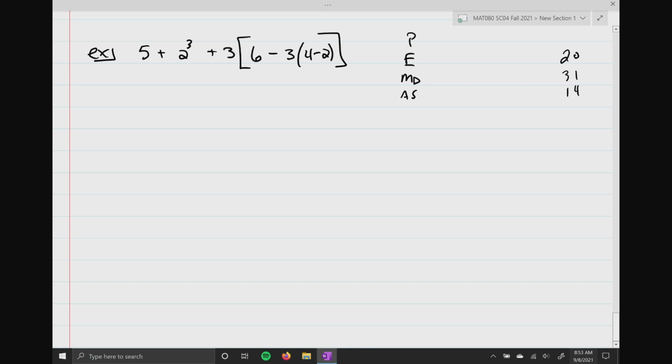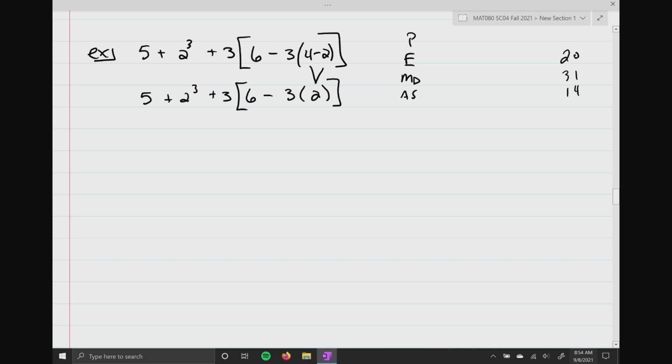Now, when we say we have to do the work inside the parentheses, what we mean is we need to do the work in the innermost parenthesis. So I have to do this first. Let's subtract 4 minus 2. I'm going to rewrite everything exactly how it looks. Four minus 2 is 2.